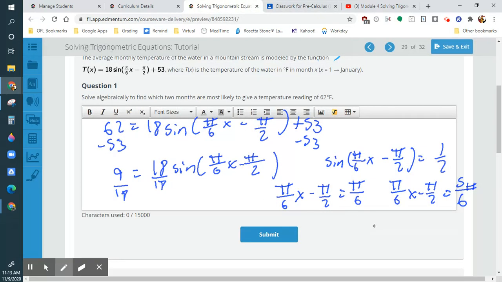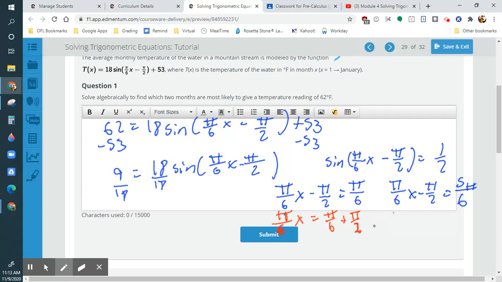So we're going to add pi over 2 to both sides. Let me use a different color because I already see problems that are going to happen from that blue button. So we're going to have pi over 6x equals pi over 6 plus pi over 2.